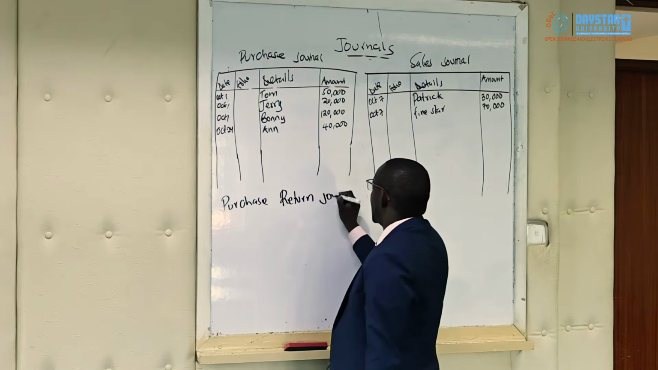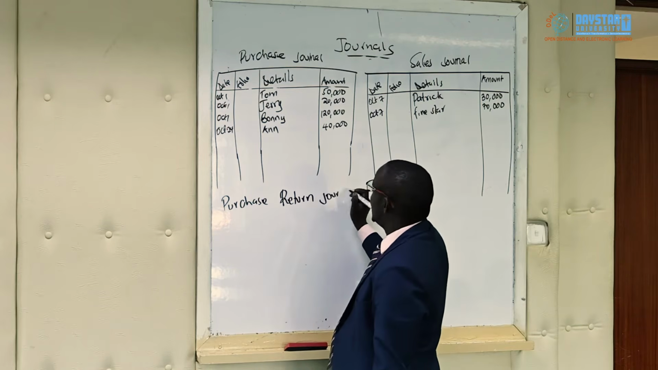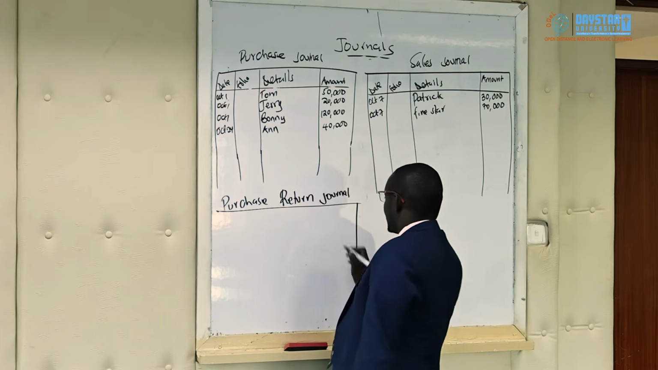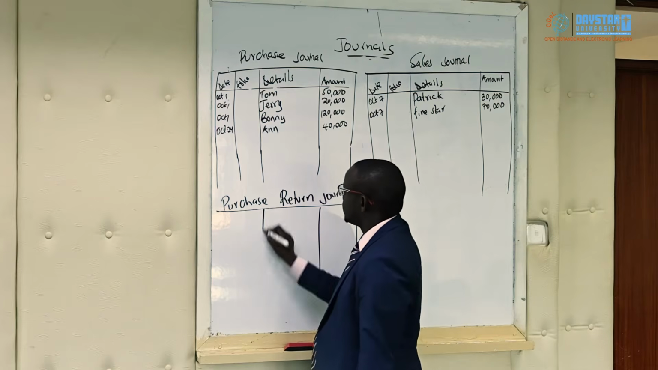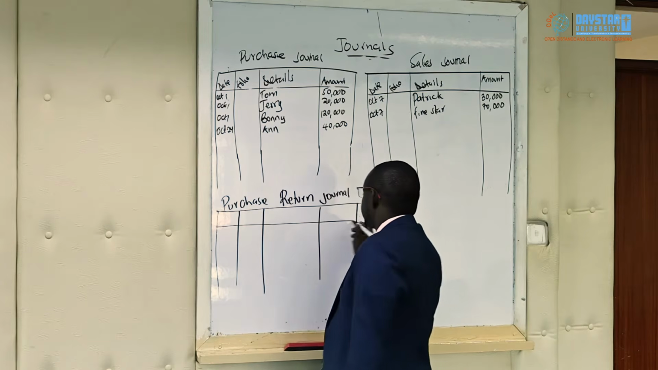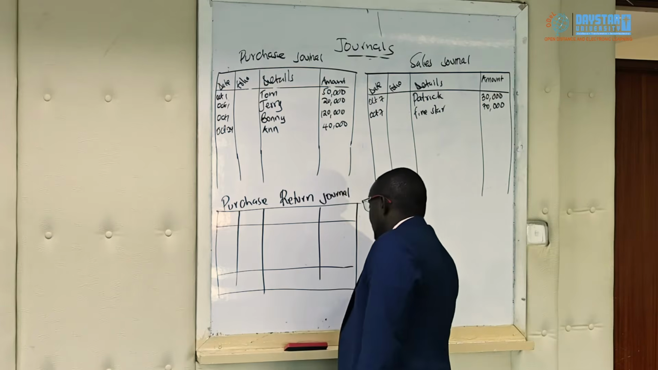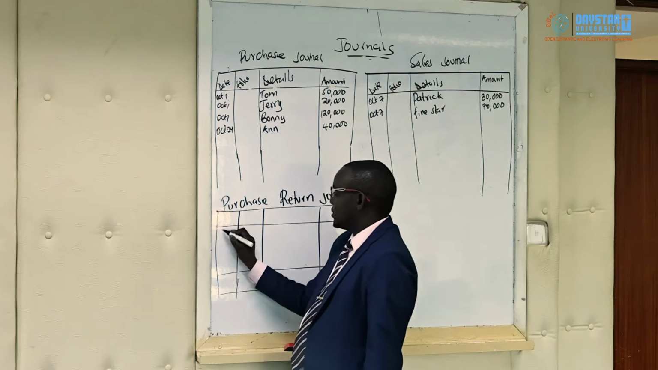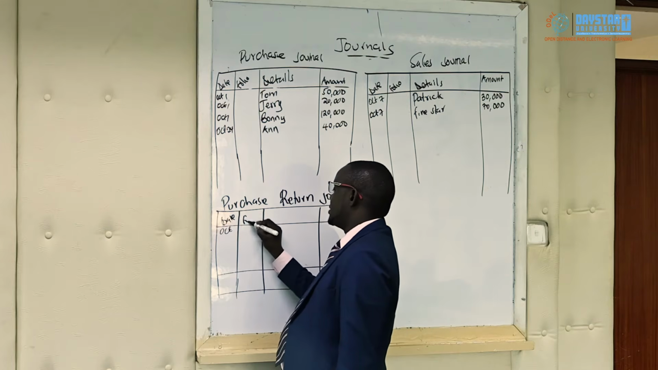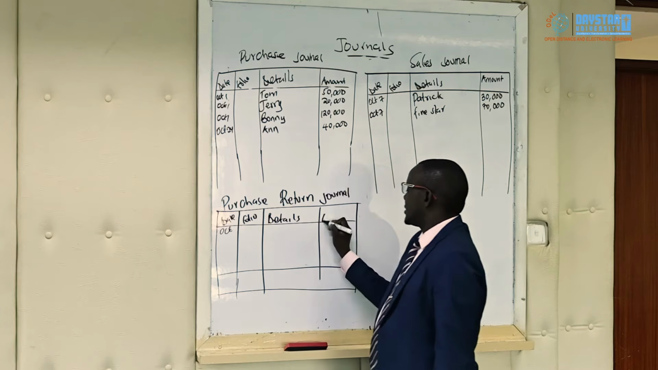Purchase return journal, which is also called return outward. Purchase return journal. This one, I have seen the question is only one. So here we have October. So we have date, folio, details, we have amount.